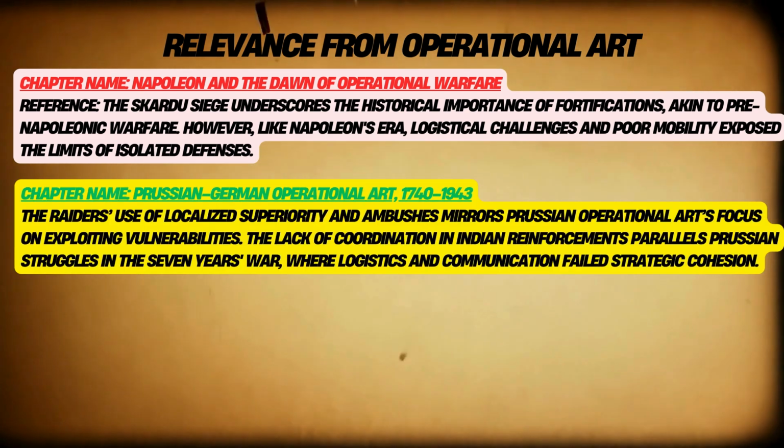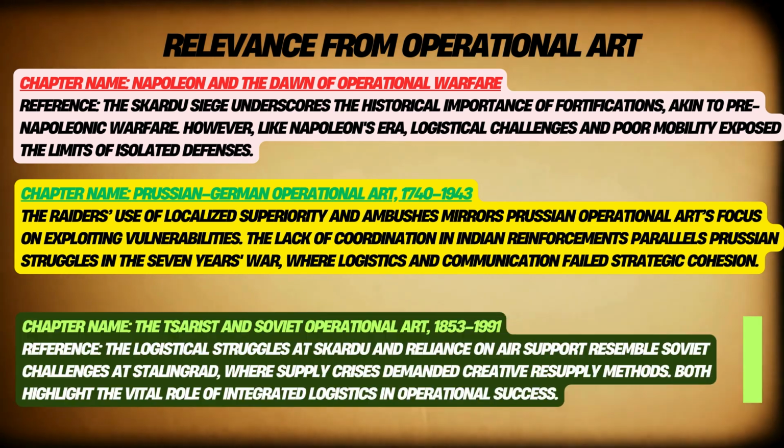Moving next, Prussian-German Operational Art, 1740–1943. The raiders' tactics of localized superiority and ambushes closely mirror the Prussian focus on exploiting vulnerabilities. Their ability to disrupt Indian communications and capitalize on captured supplies exemplifies this principle. On the other hand, the lack of coordination among Indian reinforcements echoes the Prussian struggles during the 7 Years' War, where logistics and communication failures weakened strategic cohesion.